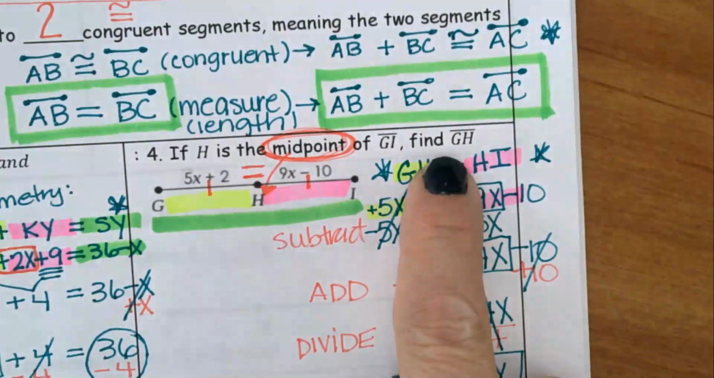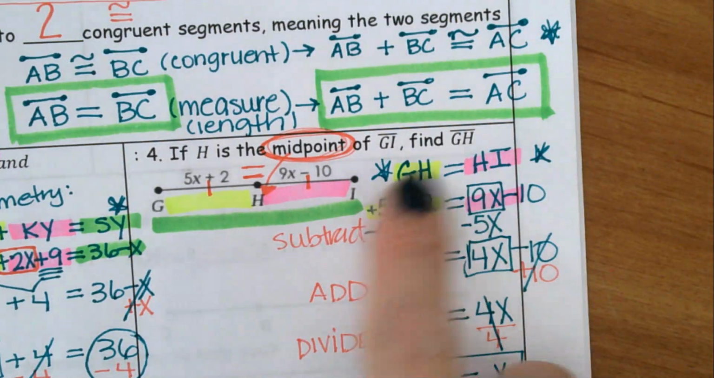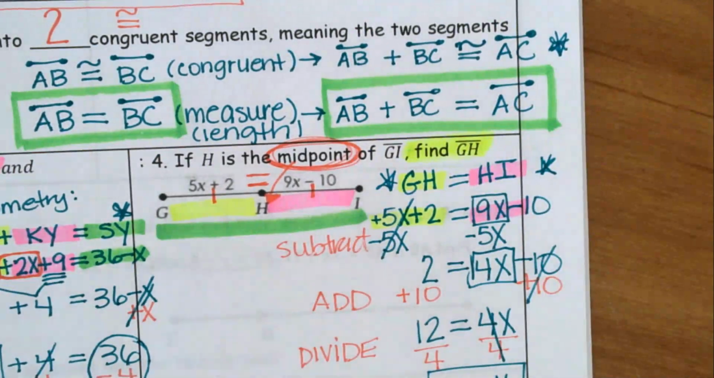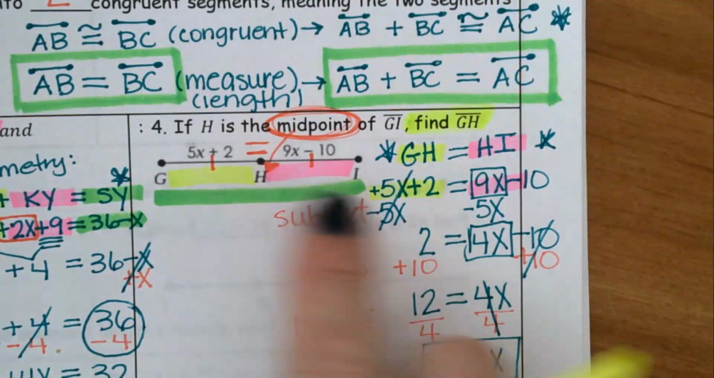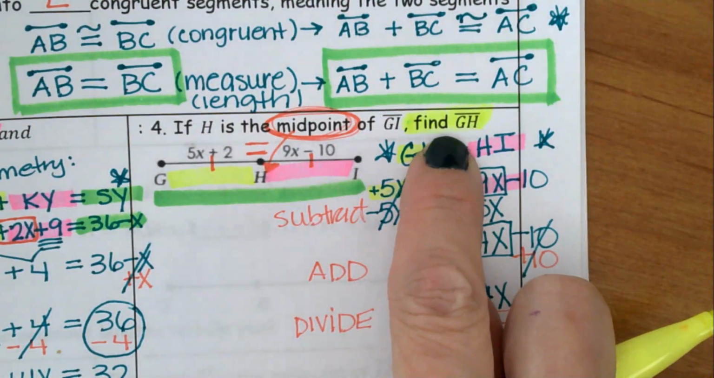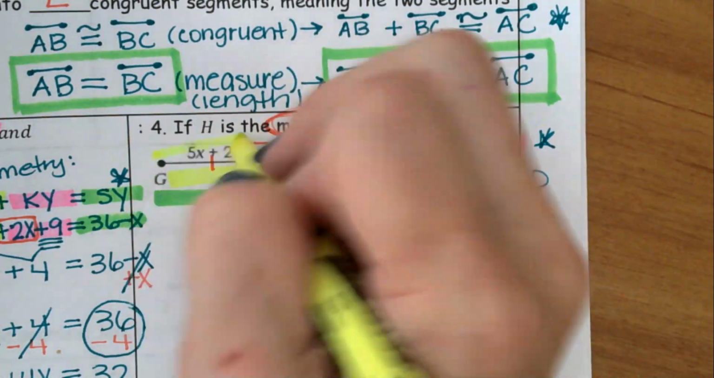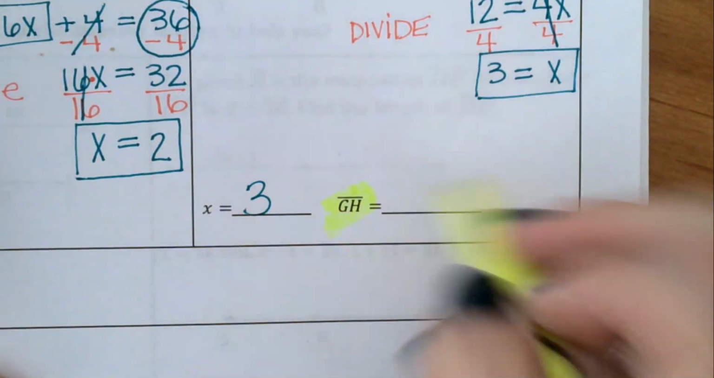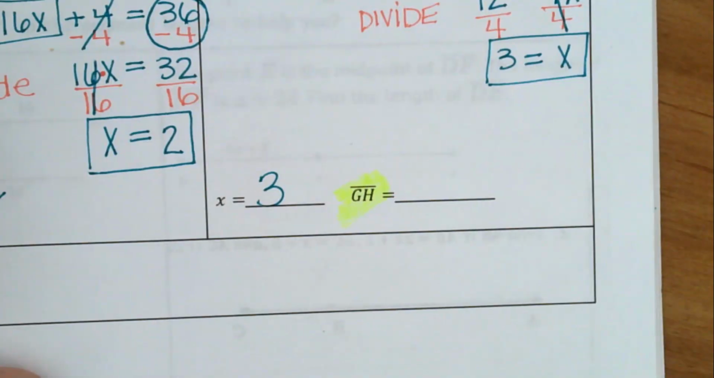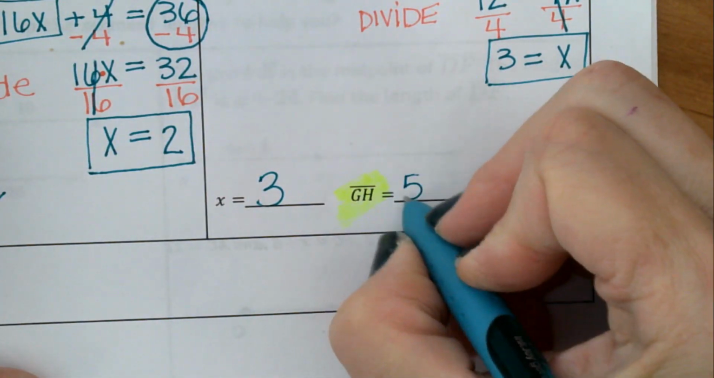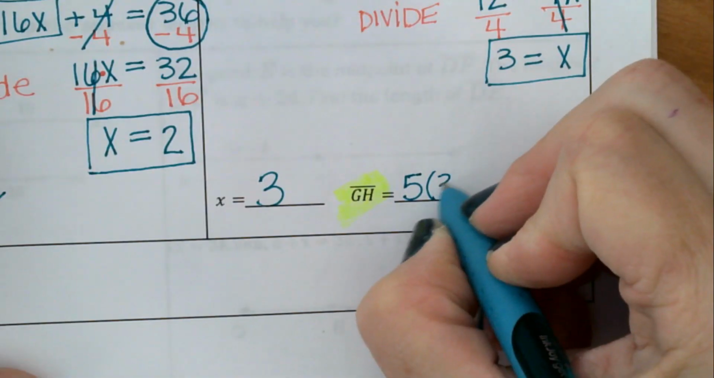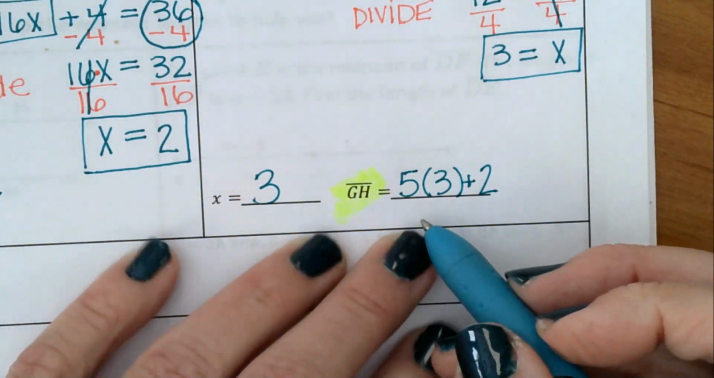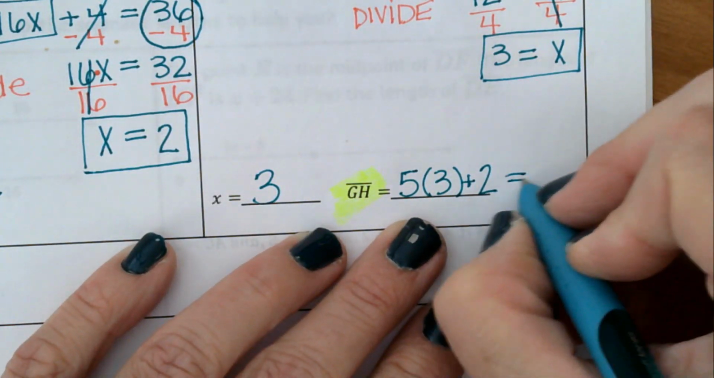Now, do you see this right here? A lot of students will not go back and read the question. They'll just solve for x and call it a day. But I'm going to need you to go back and double check. It says find GH. That's this part right here. So down here, this GH part, I'm going to take the 5x plus 2, and instead of x, I'm going to write a 3. And then plus 2. Well, what is 5 times 3 plus 2? 17.